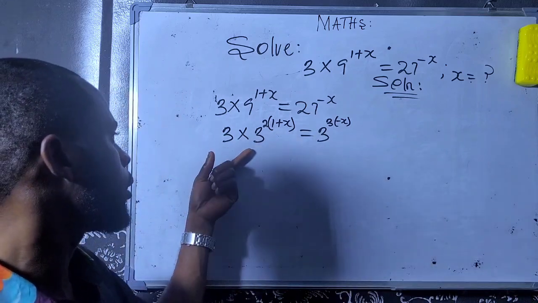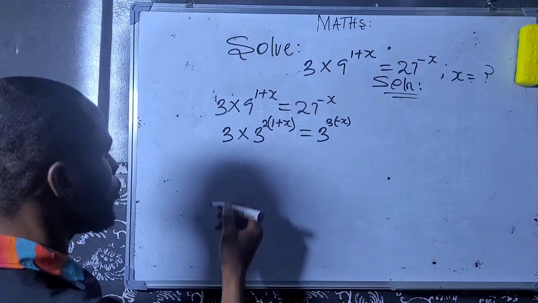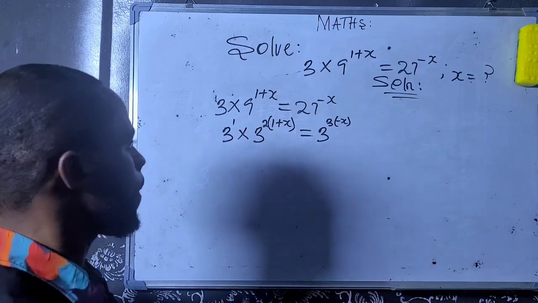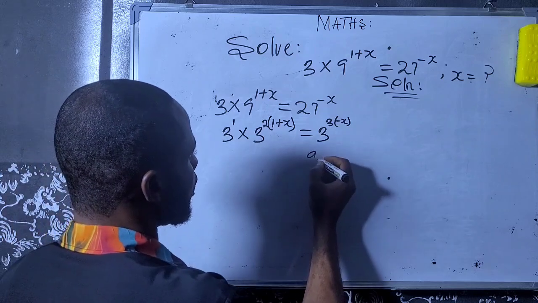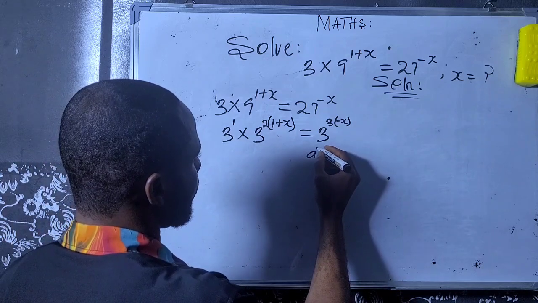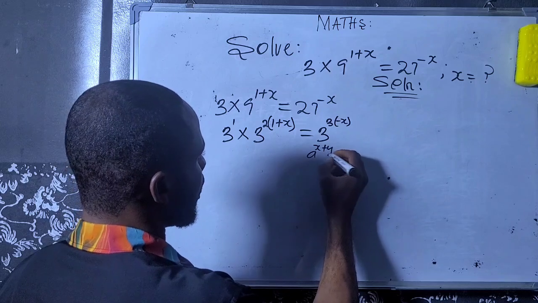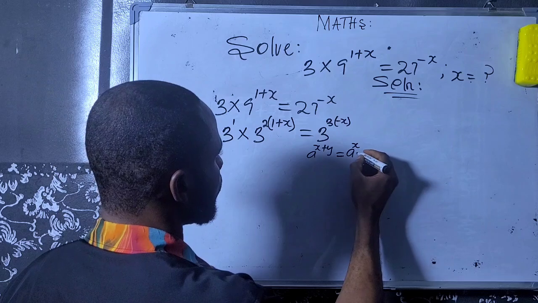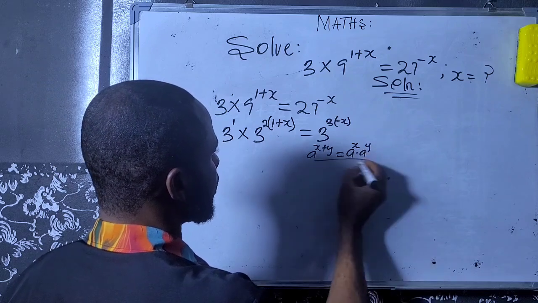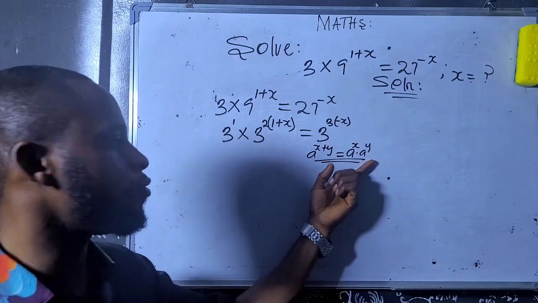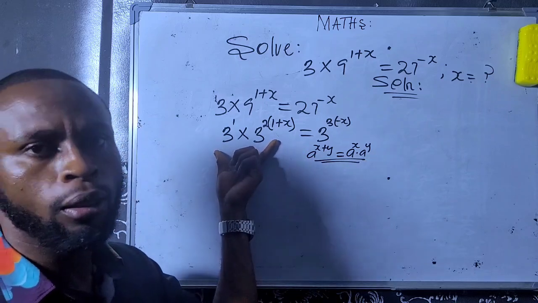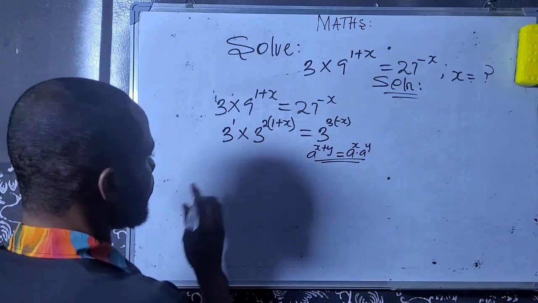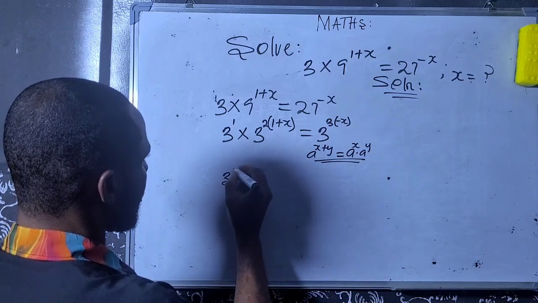Note that the first 3 has a power of 1 also, and recall that if you have a to the power of x plus y, that is the same thing as a to the power of x multiplied by a to the power of y. We are going to apply this same principle here. Since the bases are the same, we are going to add the powers.